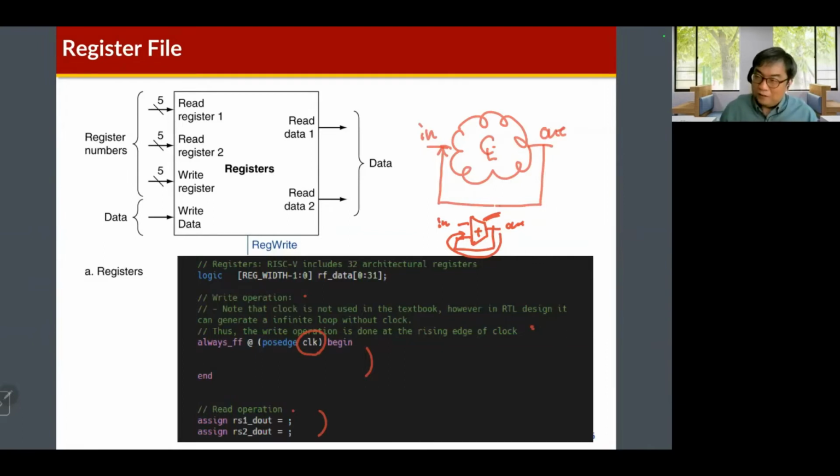So in order to avoid this combinational loop in the register file, we need to add the clock signal. And then please read the lab document for understanding why we need the clock signal in the register file. Okay, we need to avoid the combinational loop. So the write operation is done at the rising edge of the clock. Okay.